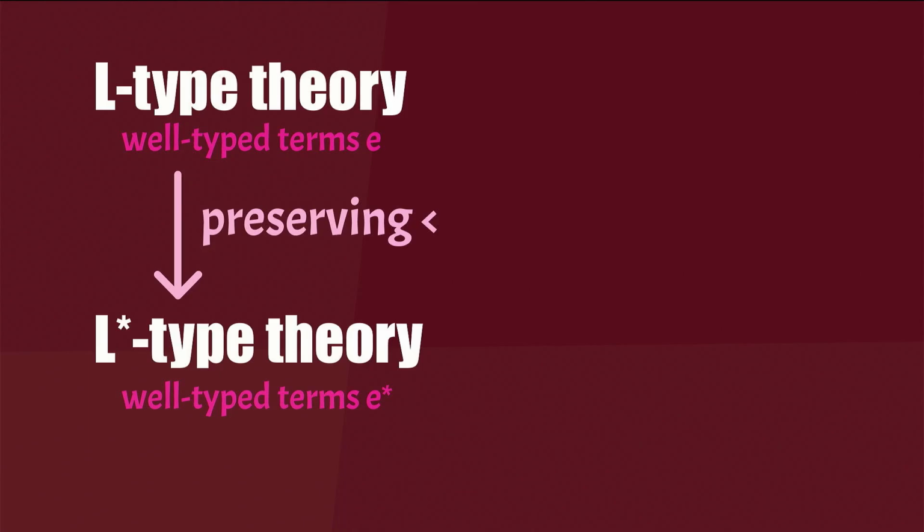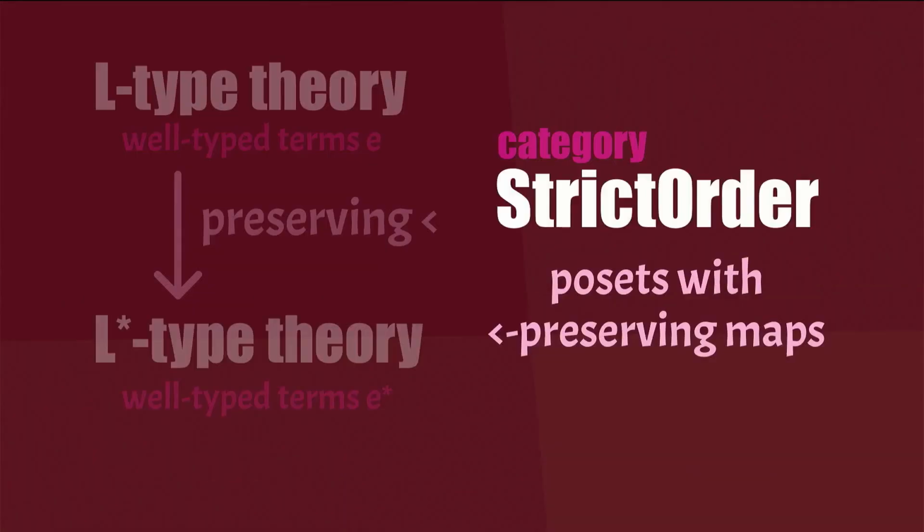So that's basically the criteria to make it work. From this, you can consider the category of all the posets, all the partially ordered sets, with maps preserving the strict order. We're going to call this the strict order category. And why do we care about category?